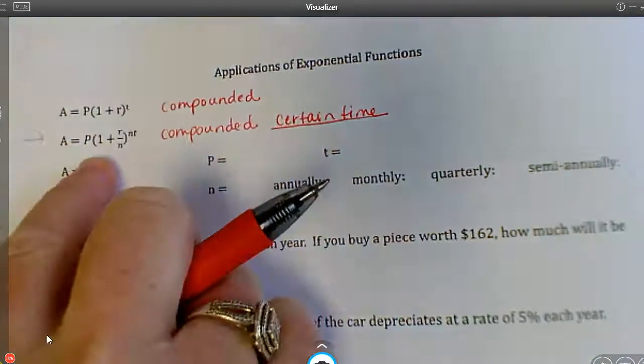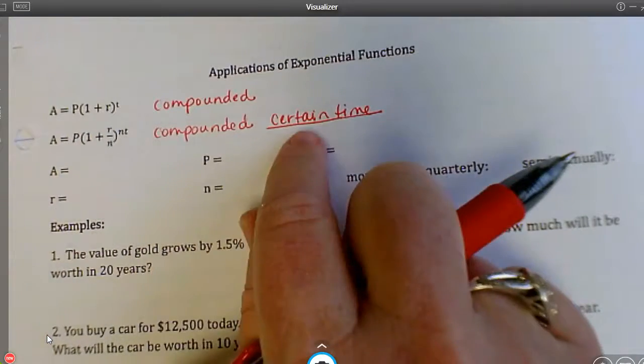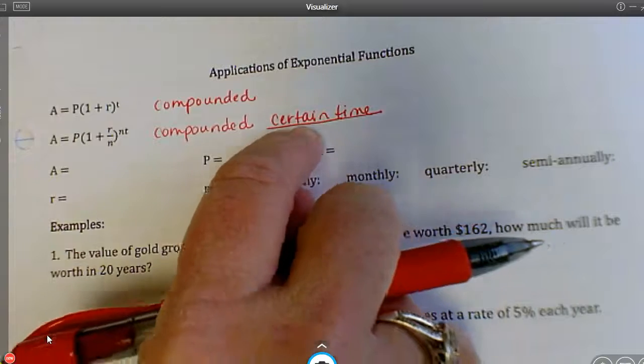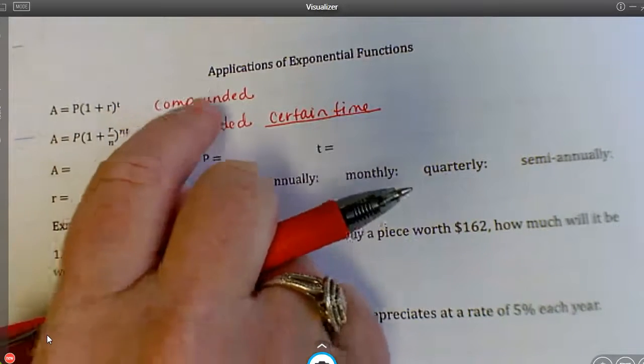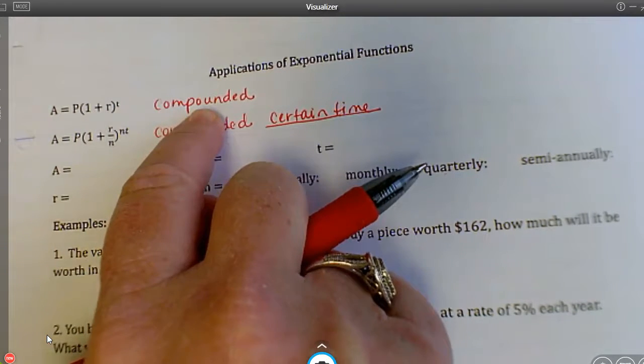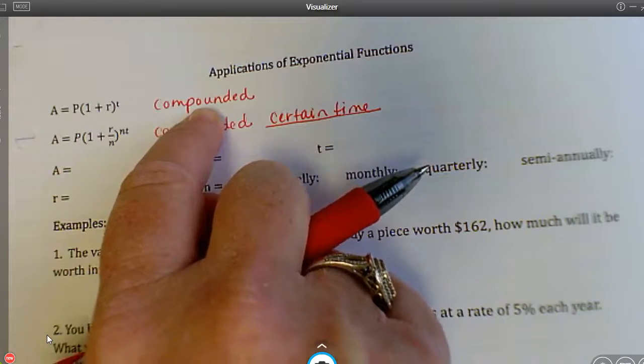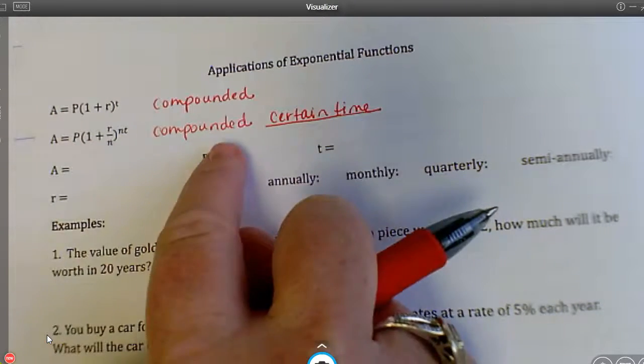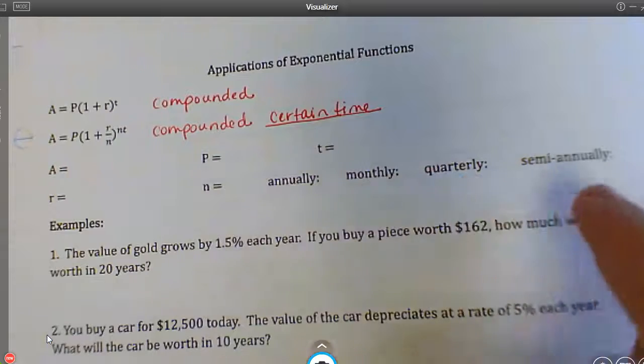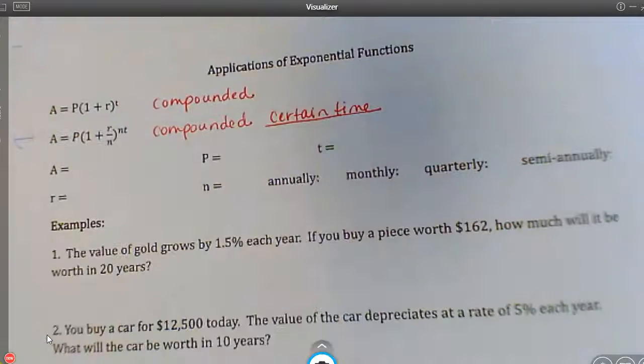That's how you know to use this equation. If you don't see compounded and then some kind of time, then you're going to use this first equation. If you see compounded and the time is just once a year, or yearly, or annually, or a percentage, that's when you use the first one. But when you see compounded monthly, quarterly, semi-annually, that's when you use the second equation.